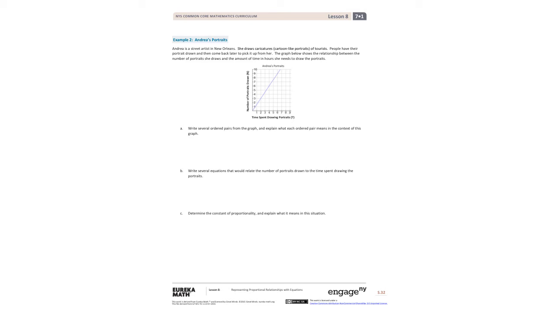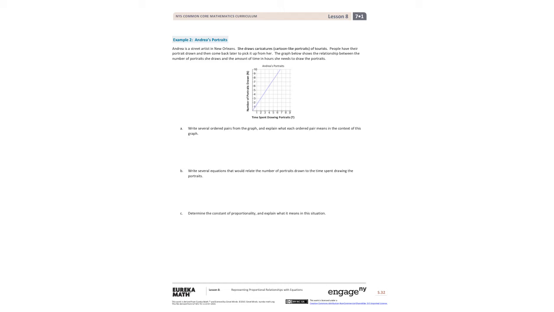Moving on to example 2. Andrea is a street artist in New Orleans. She draws caricatures of tourists. People have their portrait drawn and then they come back later to pick it up from her. The graph below shows the relationships between the numbers of portraits she draws and the amount of time in hours she needs to draw the portraits.